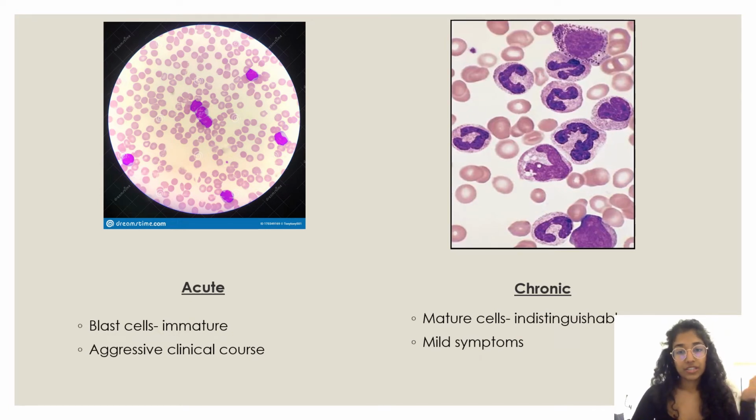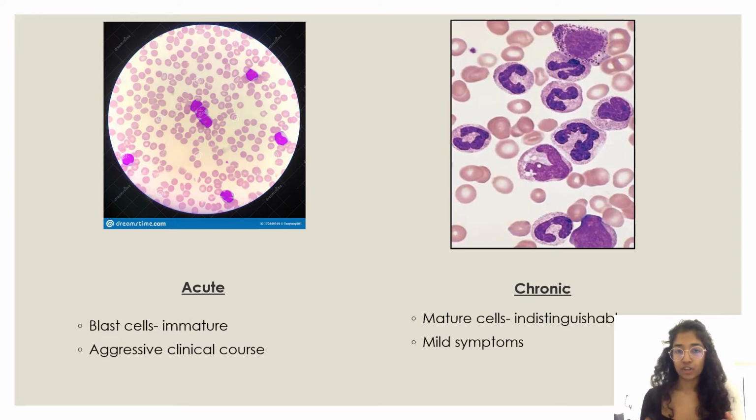When you talk about the differences between acute and chronic leukemia, you have two main differences. Acute leukemia, mostly when you look at a blood smear, you will see the presence of a large number of blast cells, which as seen in the picture are basically immature cells. So they'll have a large amount of nucleus as opposed to the amount of cytoplasm which is present in the cell, and this is very characteristic of an acute leukemia.